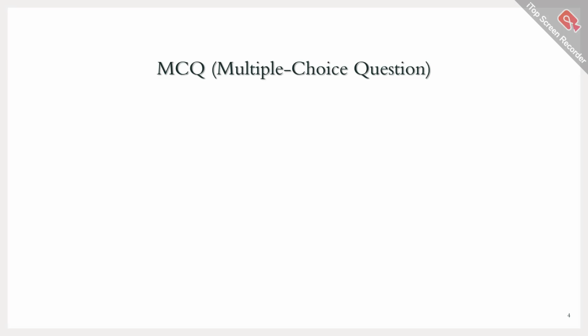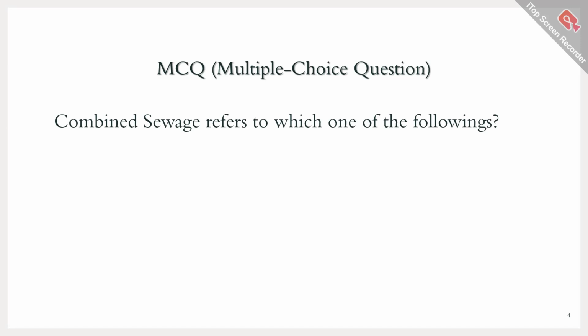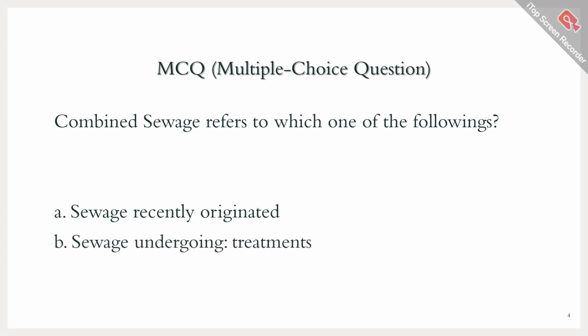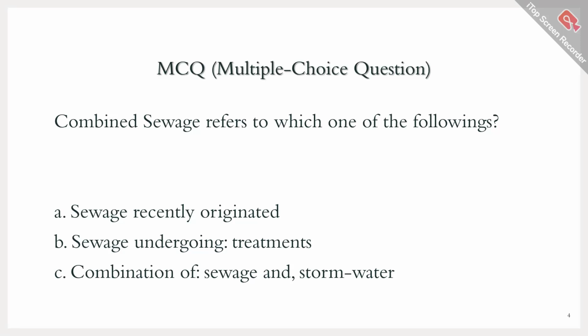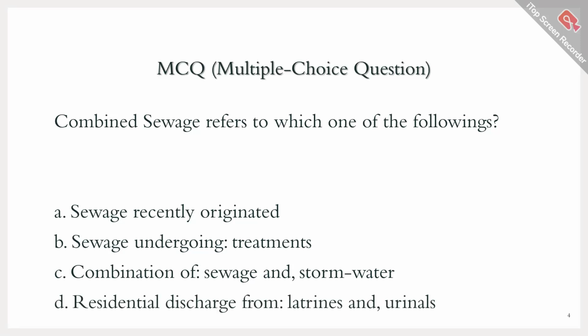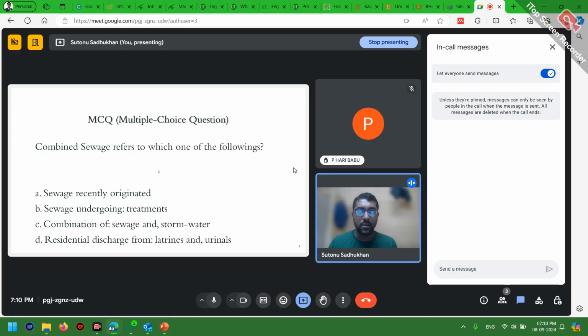Our first question today is an MCQ. The question is as follows: combined sewage refers to which one of the following? Option A is sewage recently originated. Option B is sewage undergoing treatment. Option C is a combination of sewage and storm water. And option D is residential discharge from latrines and urinals. You have to type your answer in the chat box.